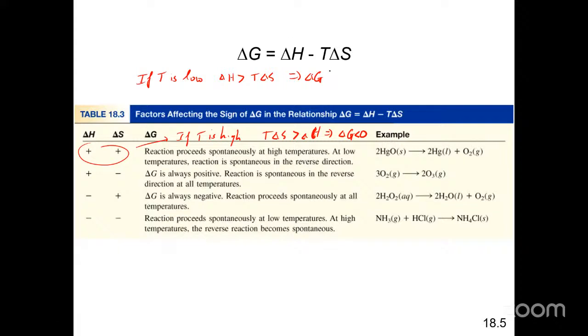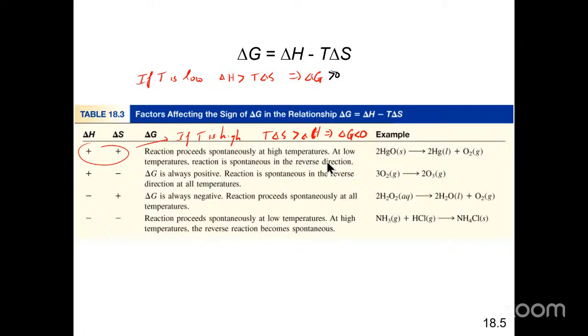Delta G would be positive. And if delta G is positive, of course, the reaction will not be spontaneous, all right? So that's what happens if delta H and delta S are positive. At low temperature, the reaction will be non-spontaneous, but at high temperature, the reaction will be spontaneous, all right?